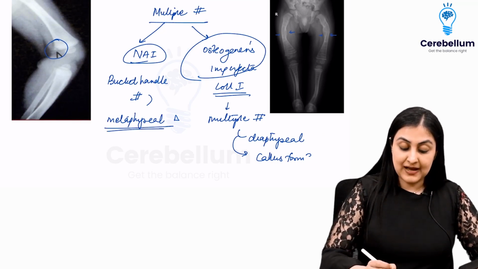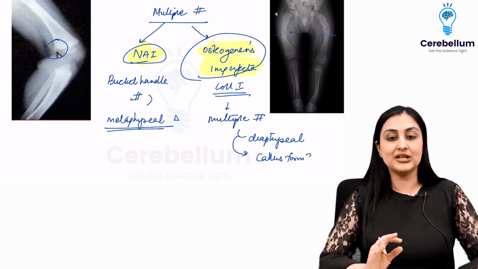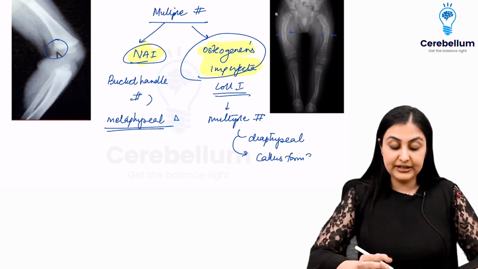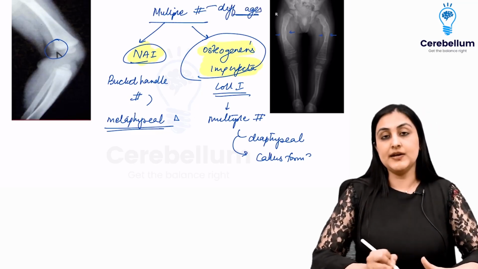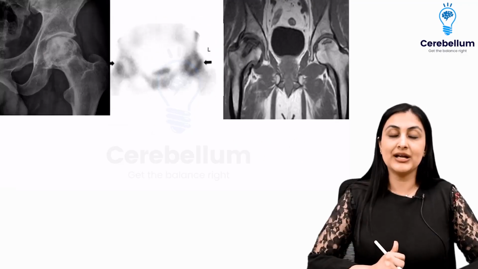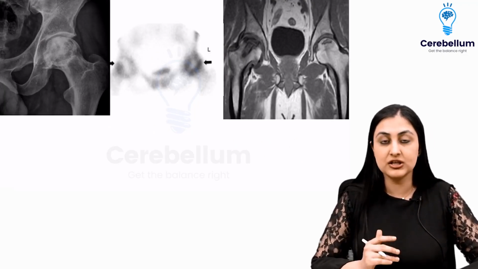Okay, so this is how you can actually differentiate the two pathologies, wherein you'll have a similar picture of multiple healing fractures of different ages, right? So different ages of fractures is what prompts you into distinguishing these two.